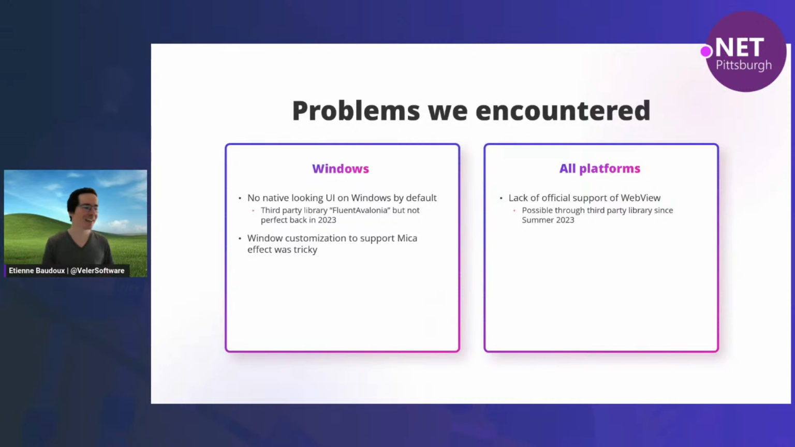However, and you see this coming, maybe in our case, it did not work again. Here is the reason. On Windows, the UI does not respect the Fluent UI guidance at all by default. There is a third-party library we could have used, Fluent Avalonia, but at that time in 2023, it was not perfect yet. It was not respecting the Fluent UI guidance for Windows super well. So we are not super thrilled about this. Then also applying the Mica effect was kind of hacky, and we are not super happy about that again.